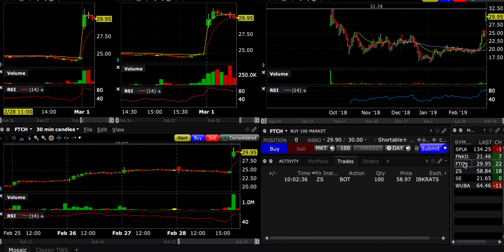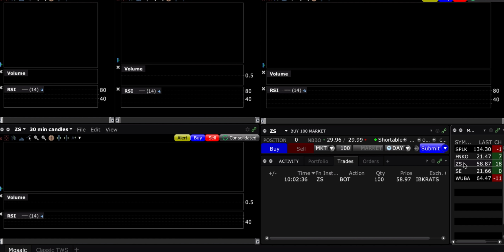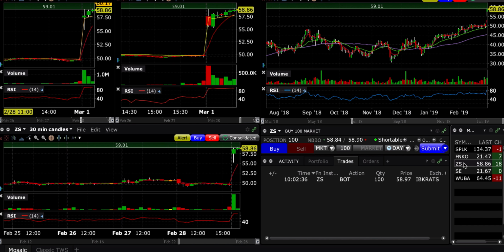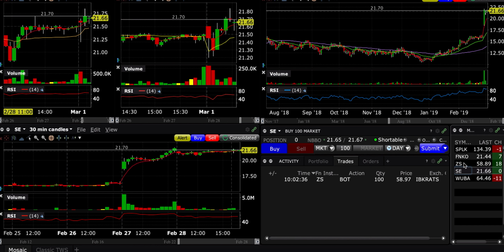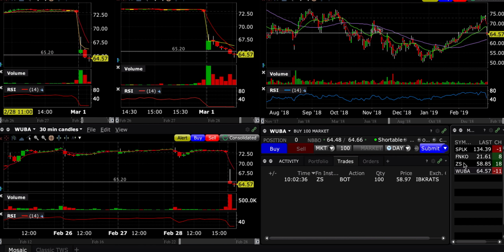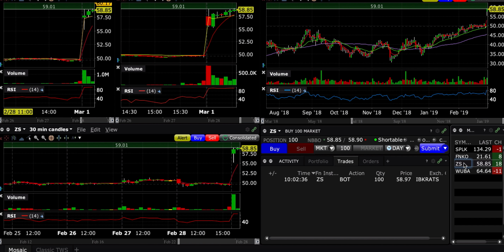In the meantime, I want to be scanning other names to see, what if the trade doesn't work? Are there any other names that I can get into? So it broke through 59 the first time, and it's not really doing much. The ZS, right? Yeah, still looking at this 59 level.